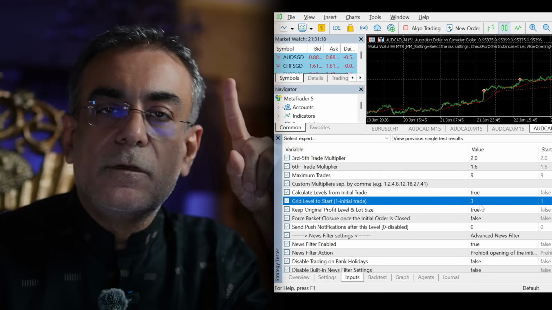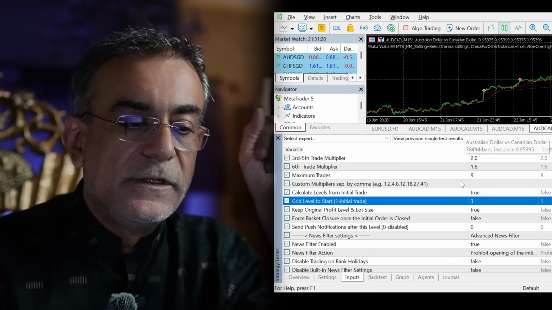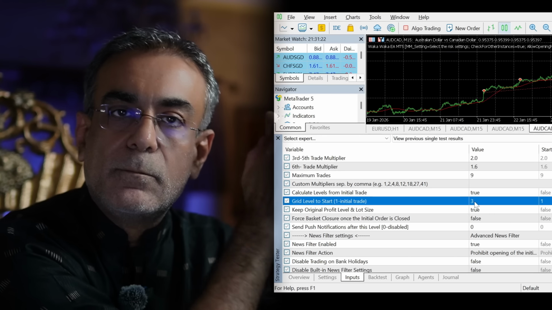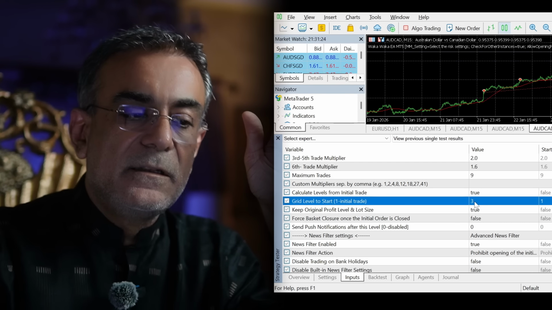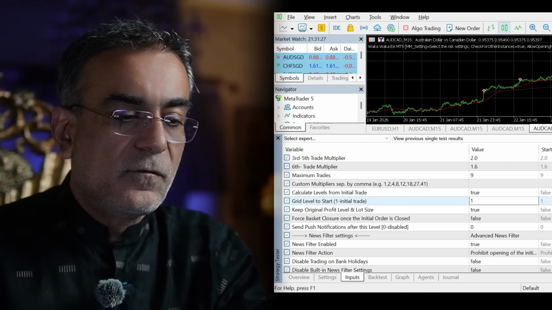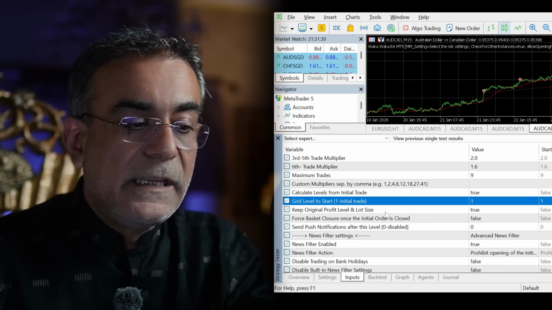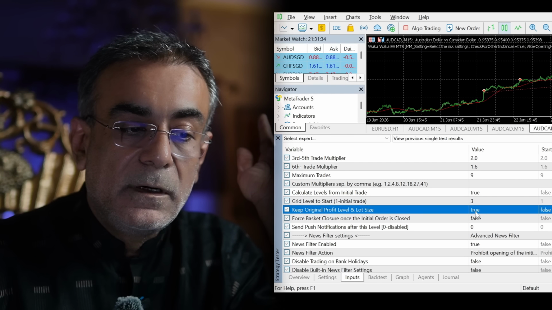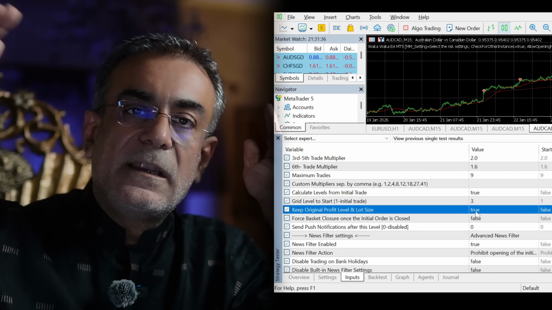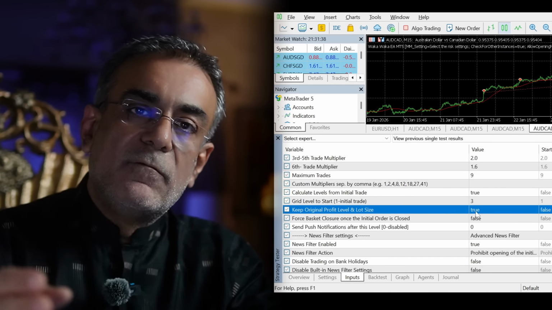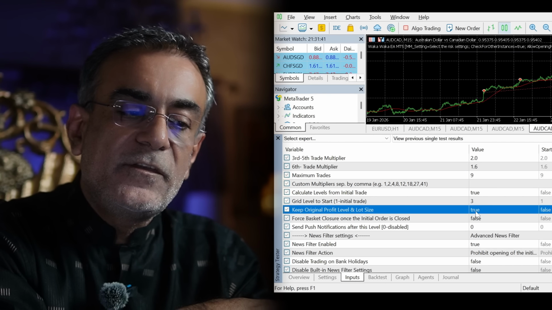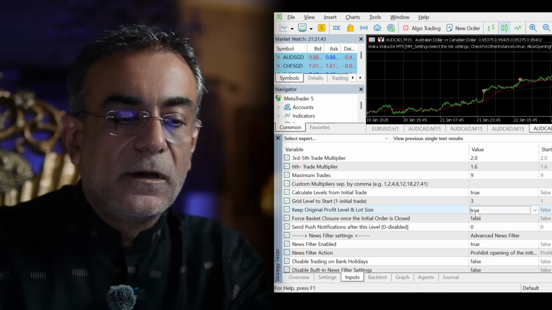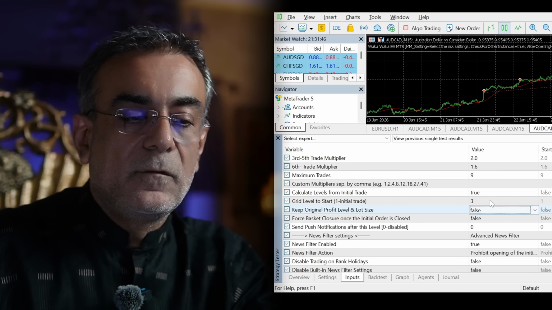Grid level to start, we also looked at in quite a lot of detail. What does that mean? Placing bookmark trades until that level, or start from the very first level. Then keep original profit, which was related to if this is a different number, then do you want to start at level 3 as if level 1 and level 2 were calculated with the proper lot sizing? Or do you want to start with the first lot sizing on level 3?